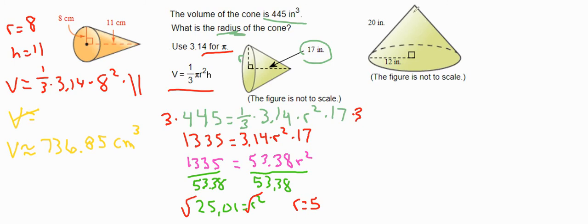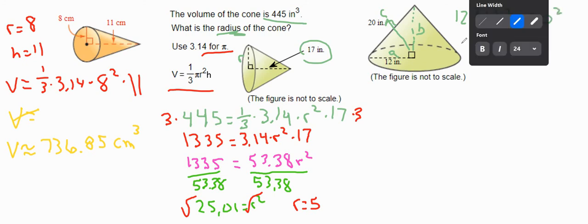And for this last question, we don't know the height, so we're going to have to use the Pythagorean theorem. A squared plus b squared equals c squared. We'll call this side A and B. The c, the hypotenuse, is always across from the 90-degree angle. So we can say that 12 squared plus b squared equals 20 squared.